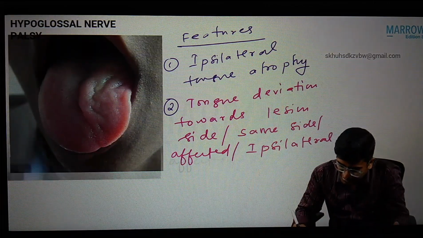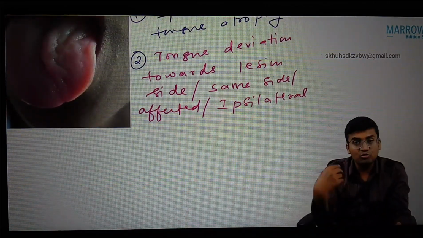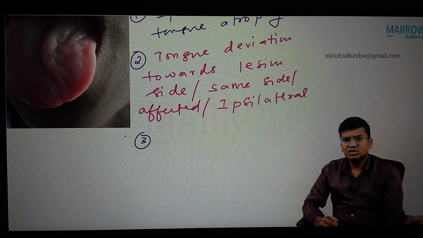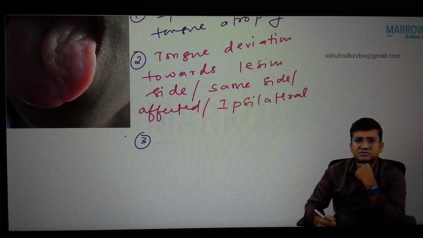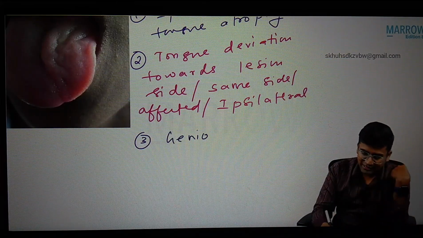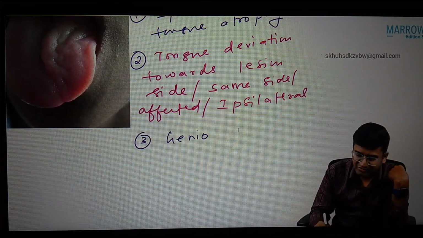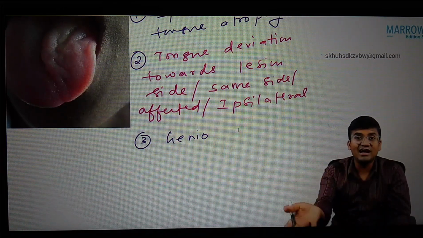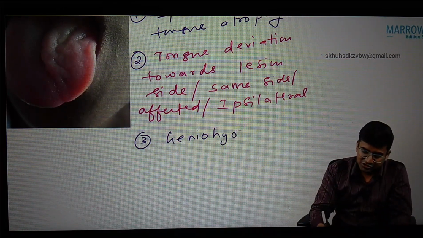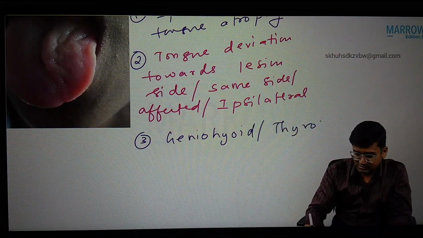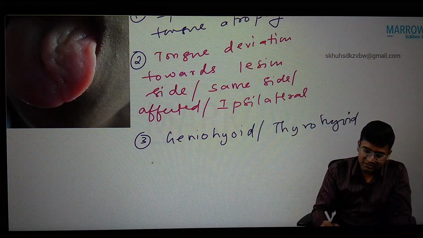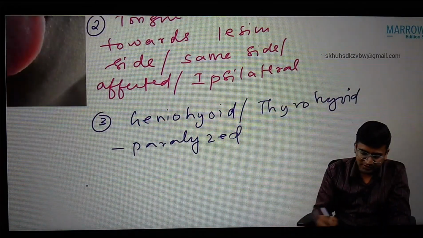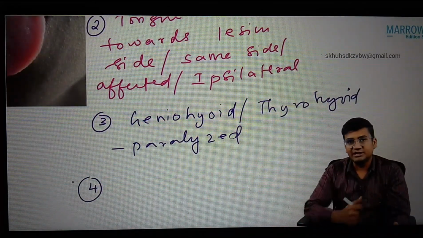Now, apart from tongue muscles, 2 more muscles are paralyzed. What are those? Geniohyoid muscle and thyrohyoid muscle. Just now I told you these 2 muscles get the nerve supply from C1 fiber via hypoglossal nerve, so they are also paralyzed. Now, what will happen because of this? Because of this, the larynx will deviate.